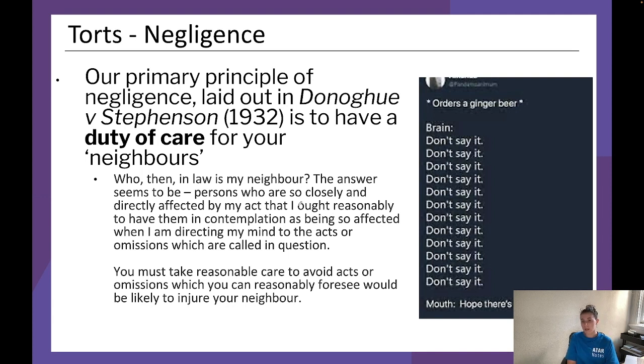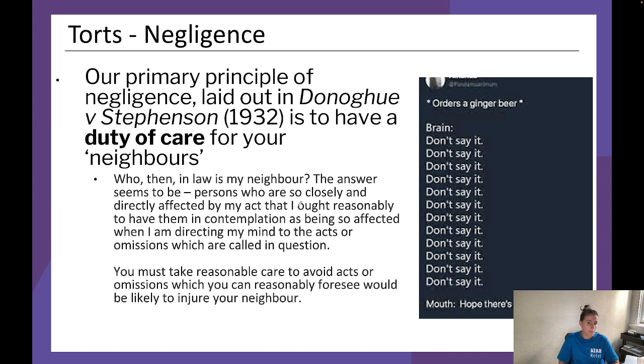So Donoghue bought a ginger beer from a store. She drank it, or as it was being poured out, she realized that there was a very badly decomposed snail inside, which is gross. She gets really, really sick. She ends up basically getting food poisoning from the snail in her ginger beer. Now, she wants to sue the manufacturer of the ginger beer.